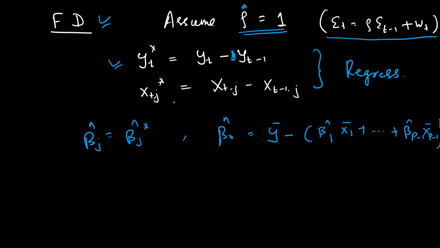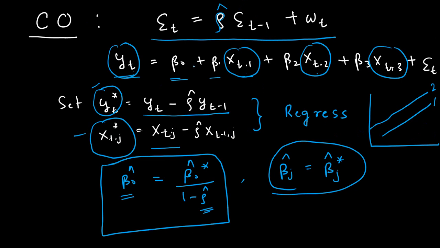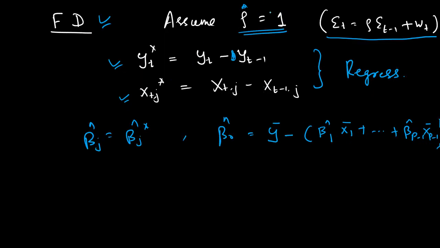Similarly here in the independent variable, we do the transformation of yt and xtj in pretty much the similar way we did with the previous one, the CO transformation, except that here we are assuming that rho takes a value of 1. When rho takes a value of 1, technically we call it first order autocorrelation.